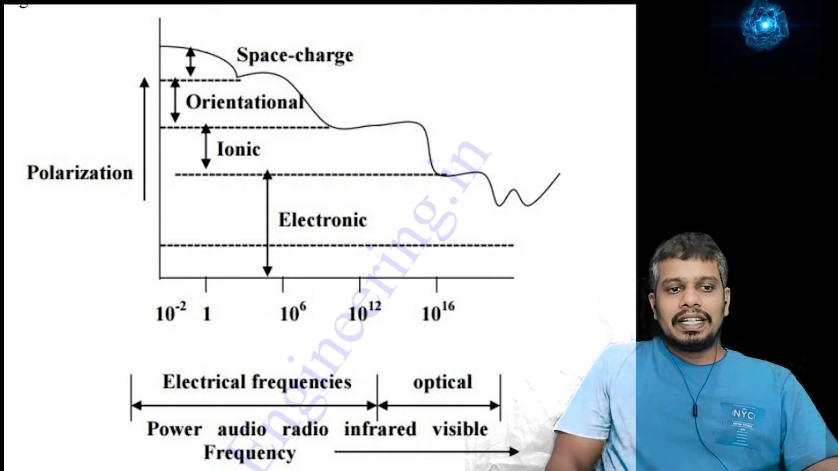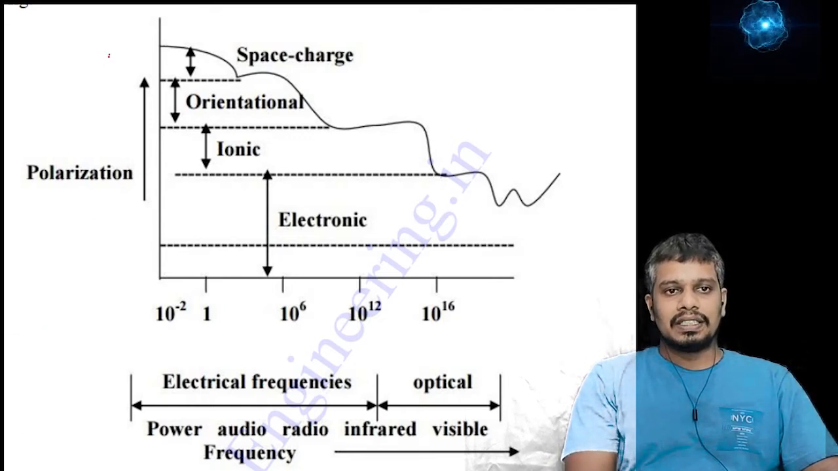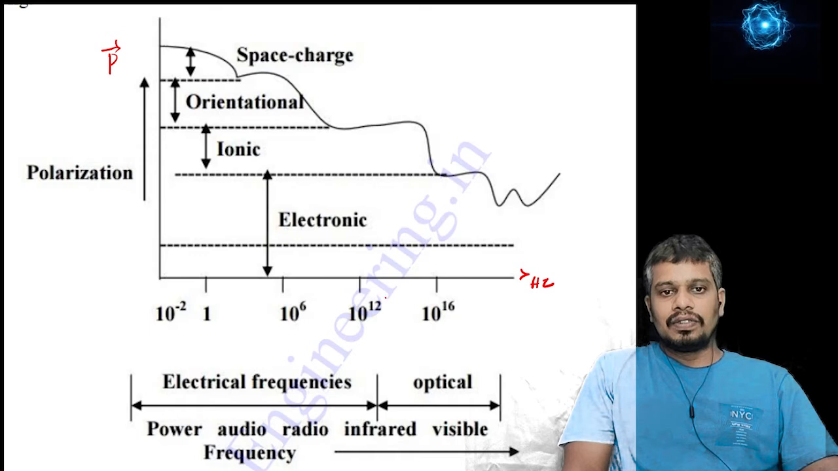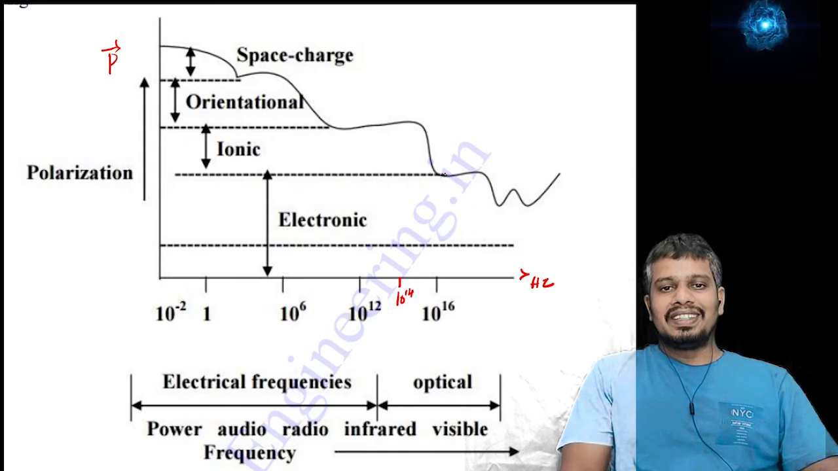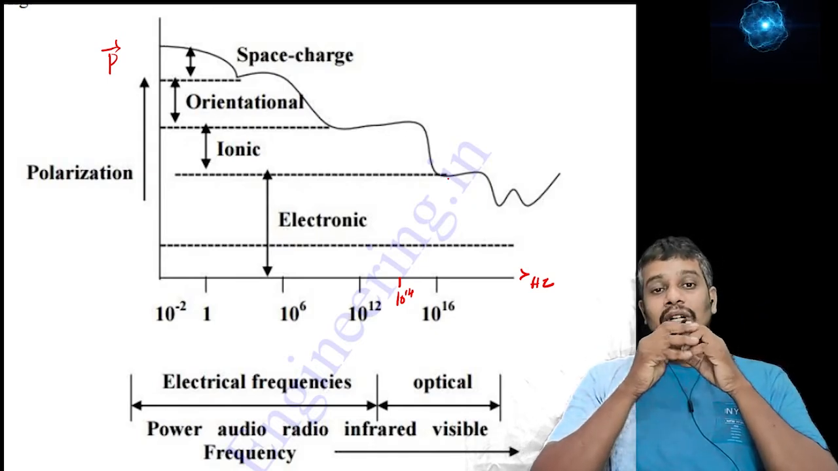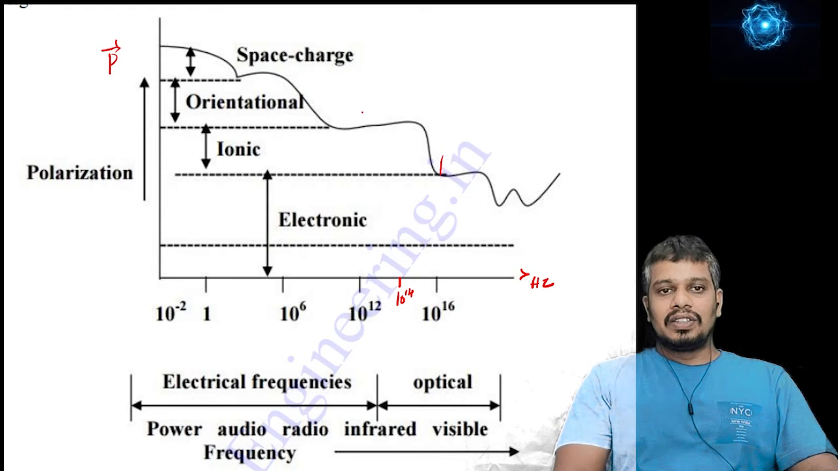If you look at this diagram, the y-axis shows the polarization and the x-axis shows the frequency in hertz. Look at the optical frequency range around 10 to the power 14 Hz. Only at and above the optical frequency does the electronic polarization occur, because there is no ionic, orientation or space charge polarization here.